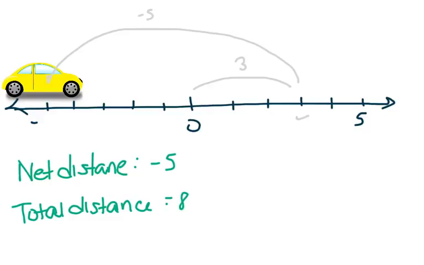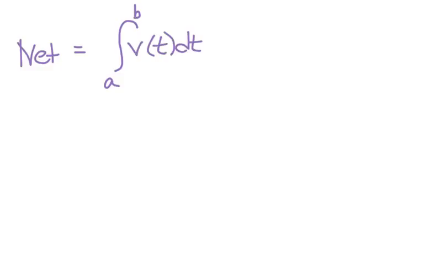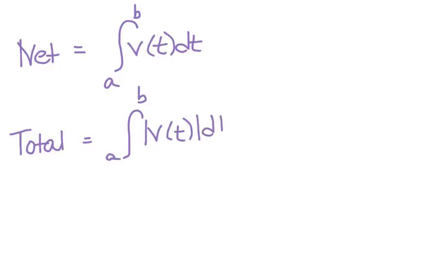It's like what it says on the speedometer. If I go 3 miles forward and 5 miles in a different direction, the speedometer will say 8 miles. This leads us to the 2 formulas for today. The net distance traveled is always the integral from start to finish of velocity, v of t, dt, where the total distance is equal to the integral from a to b of the absolute value of v of t dt, which means net distance is a simple problem.